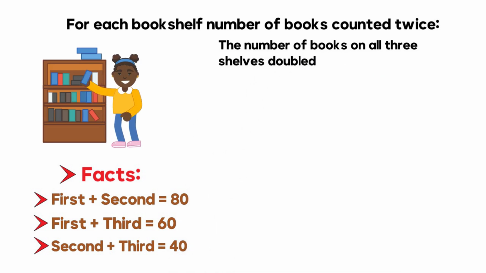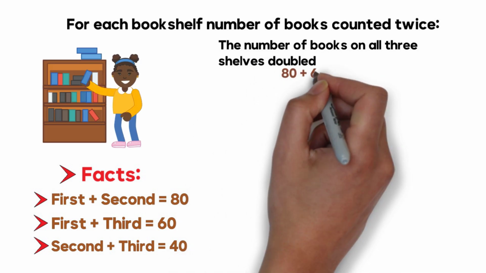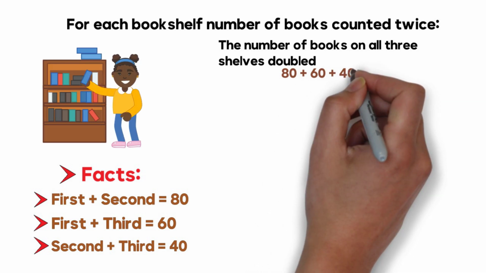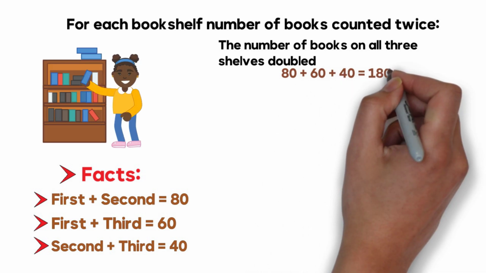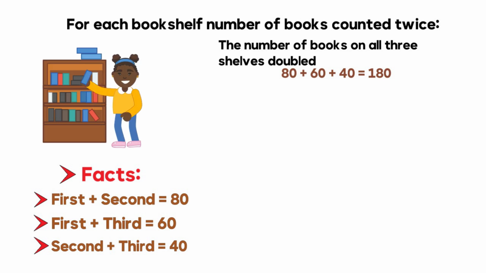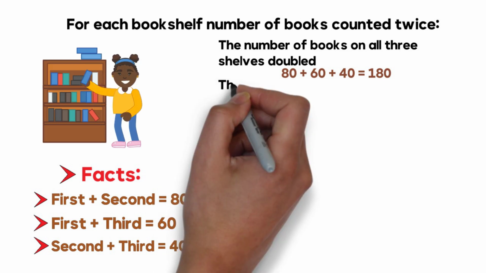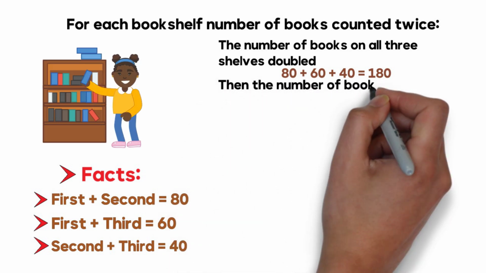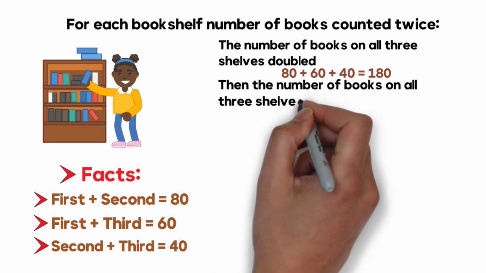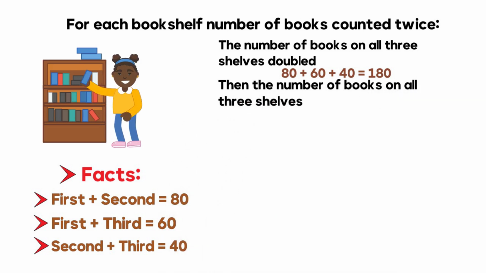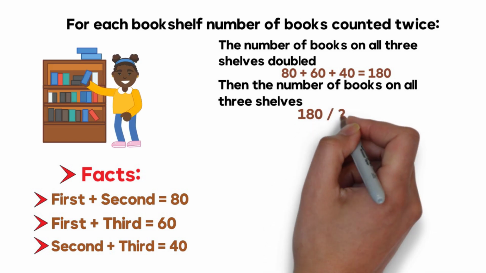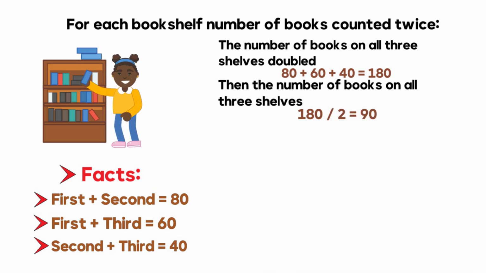We can do it by adding up 80 plus 60 plus 40, and the result will be equal to 180. Because 180 is the double number of books, we can calculate just the total of books on all 3 shelves. We can do it by dividing 180 by 2, and the result is 90. And now we can calculate the number of books on each and every shelf.